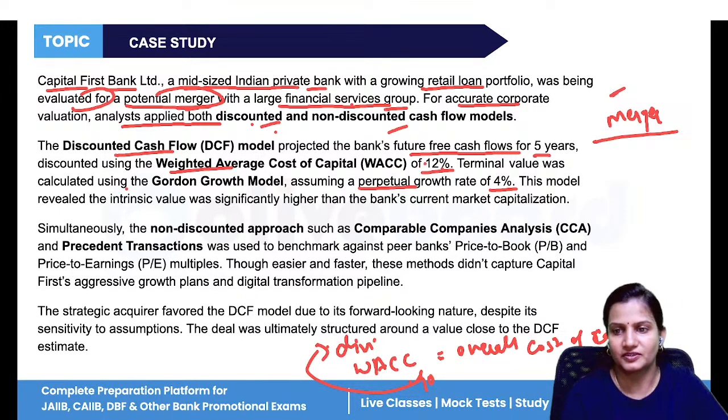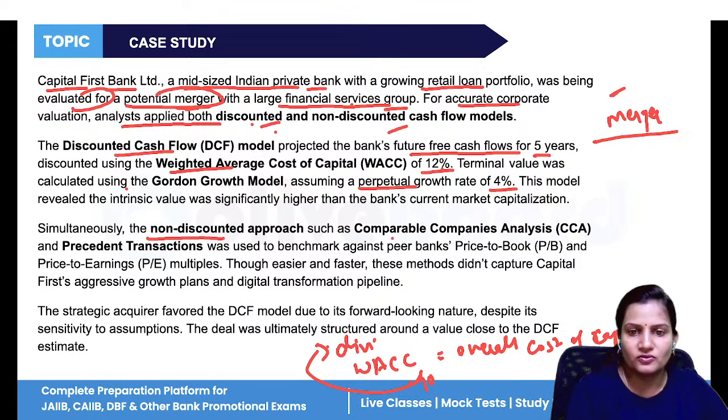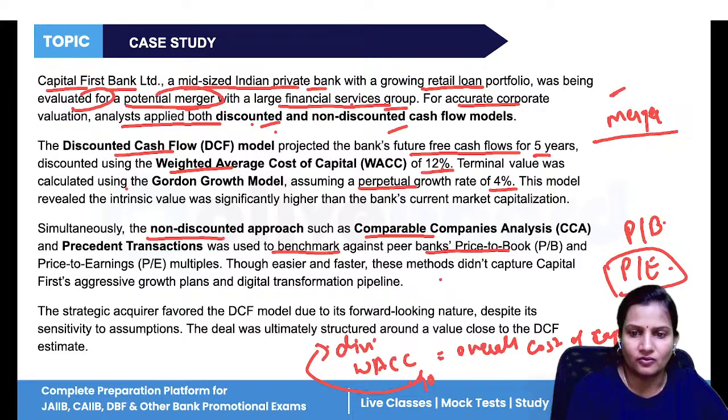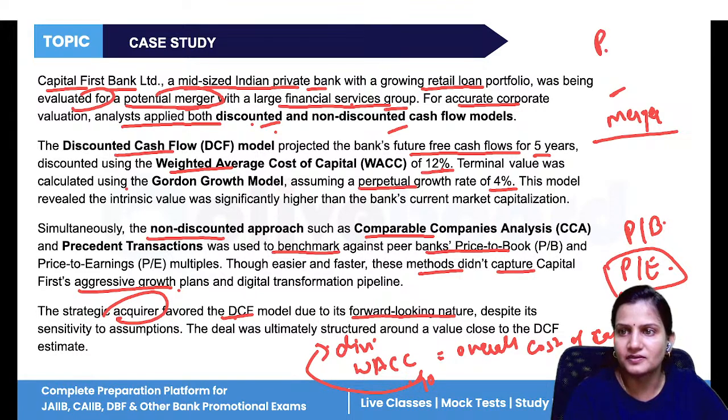WACC of 12%. Now, the non-discounted approach, such as comparable companies analysis, was used as a benchmark against price to book value. So two values have been taken here: one is the PB value and the other is the PE multiple. Now, these methods didn't capture aggressive growth. The strategic acquirer favored the discounted cash flow method because of its forward-looking nature. Without discounting, you would not know the present value properly. So that is why the discounting method is followed in this merger. The deal was ultimately structured around the value groups.